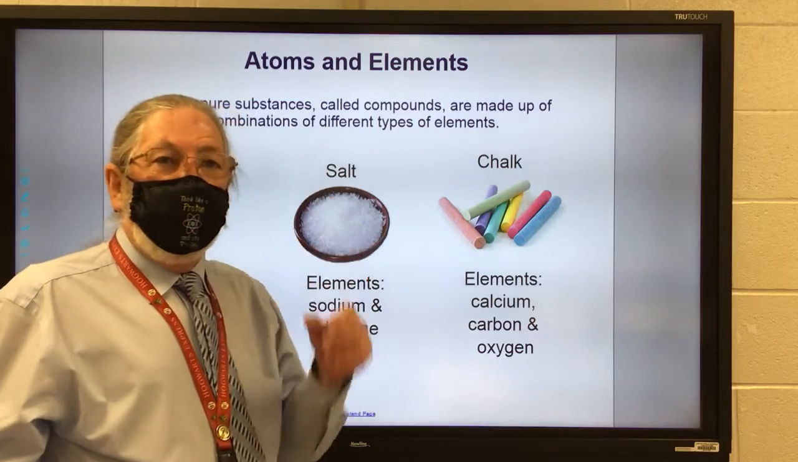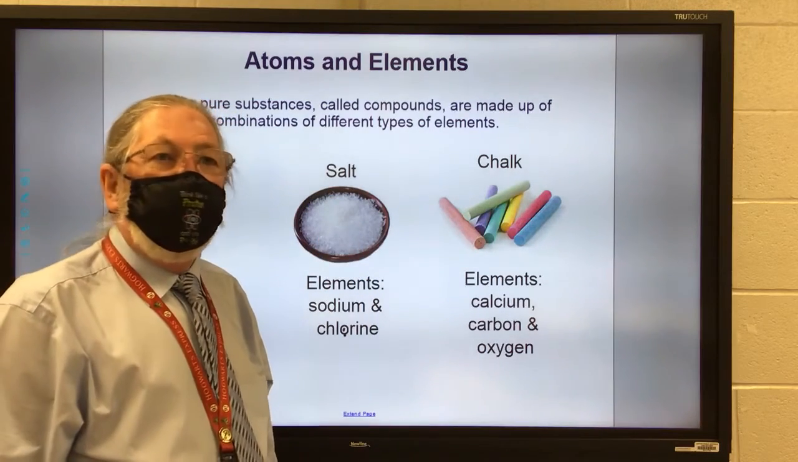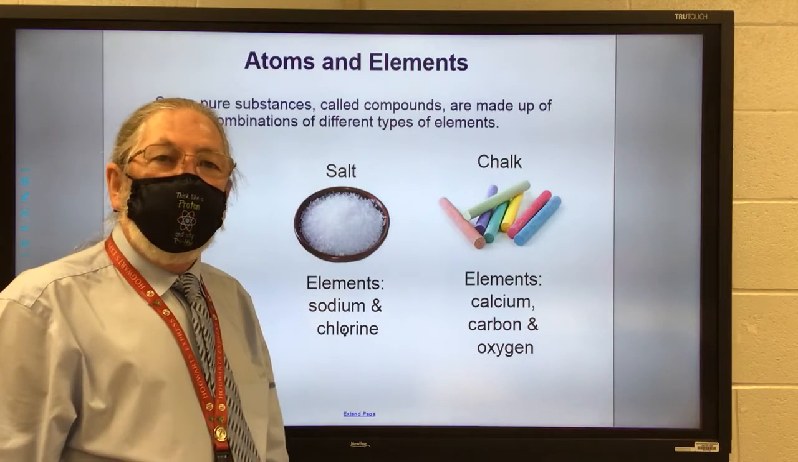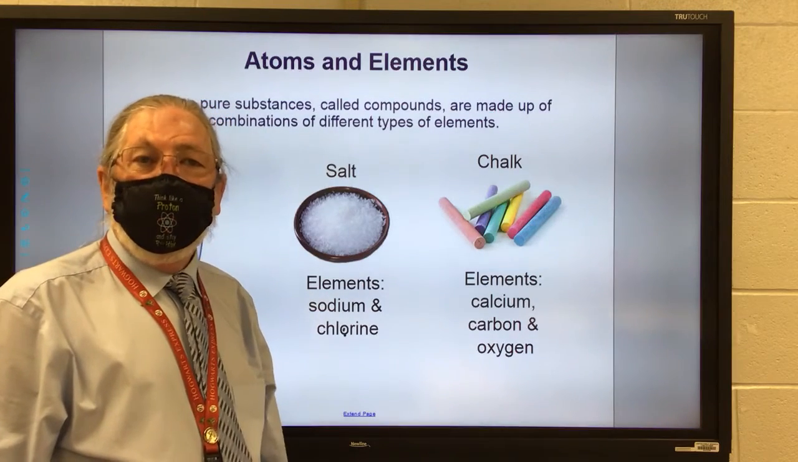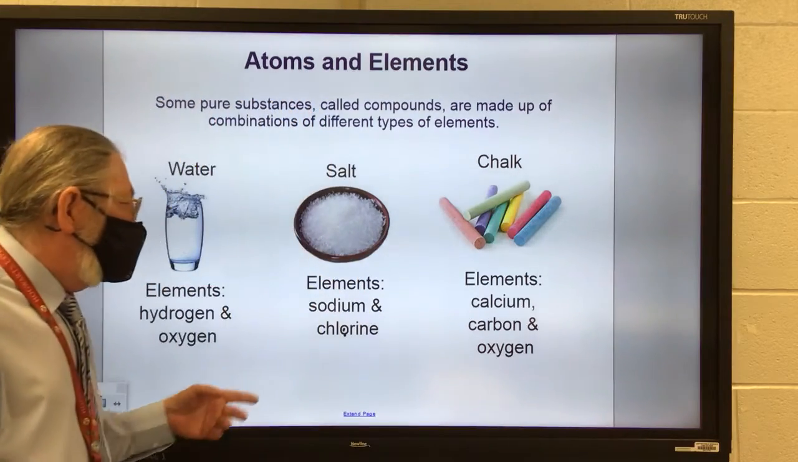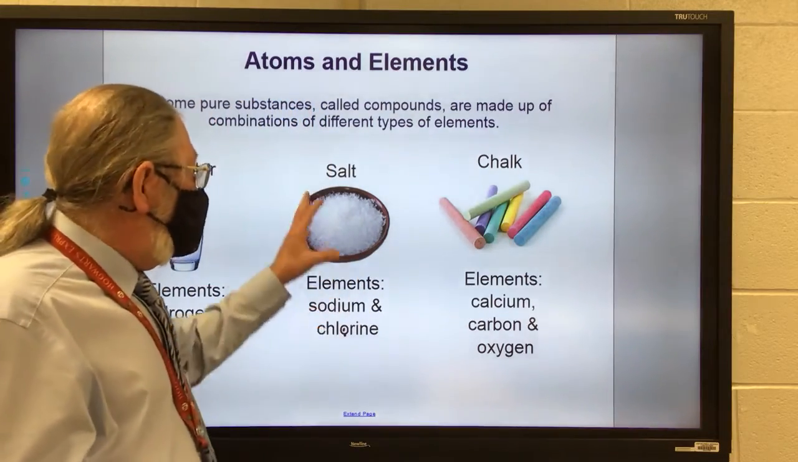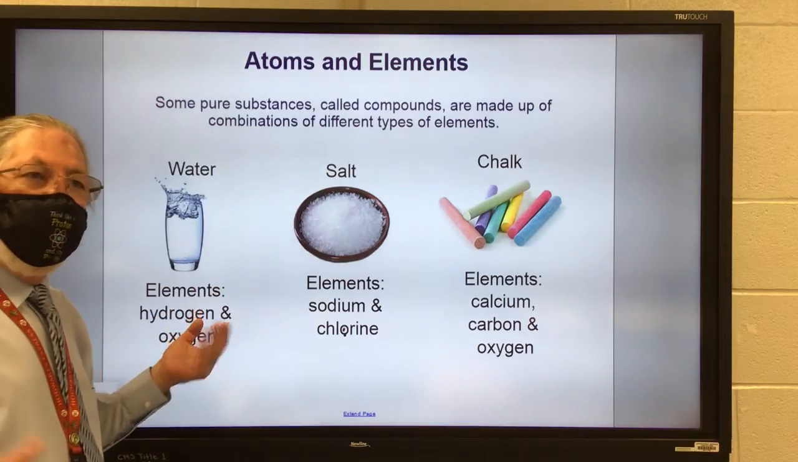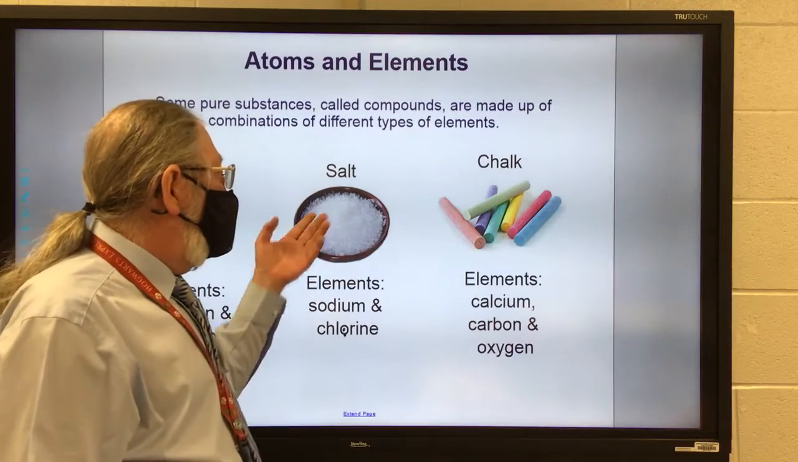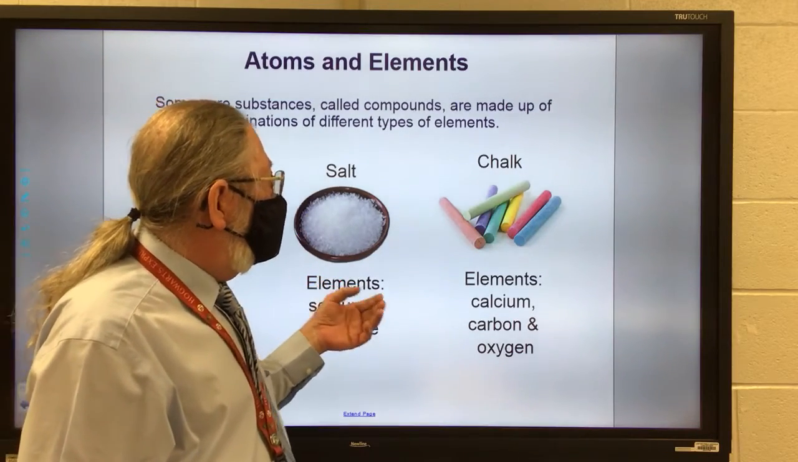You wouldn't want to drink a glass of bleach. That could kill you, actually. It could make you have pneumonia and you could die. Don't ever do that. But this is just a sampling of what different pure substances can be made of.